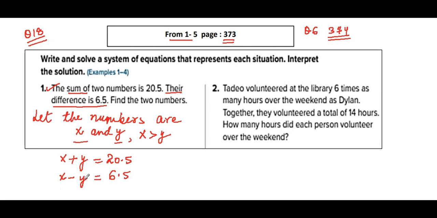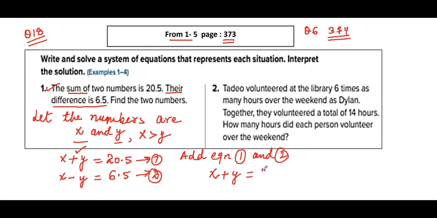Now you know how to solve it, because whenever the signs are opposite, plus y and minus y, just add them. Adding them means we are not going to change the sign. So simply add equation 1 and 2. Why are we adding here? Because y is given negative and positive, so that is better. So x plus y is equal to 20.5, and we add x minus y, 6.5. So x plus x is 2x, and y and minus y cancel out.